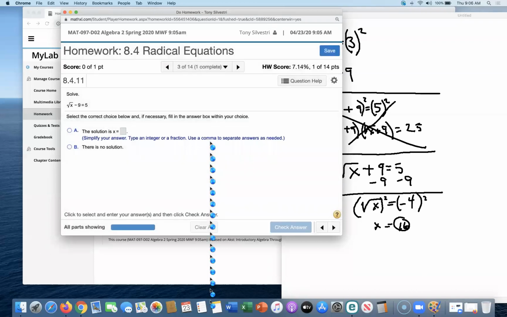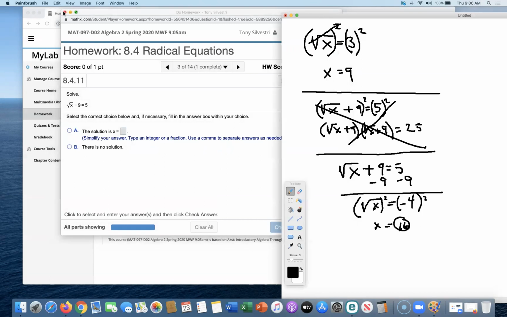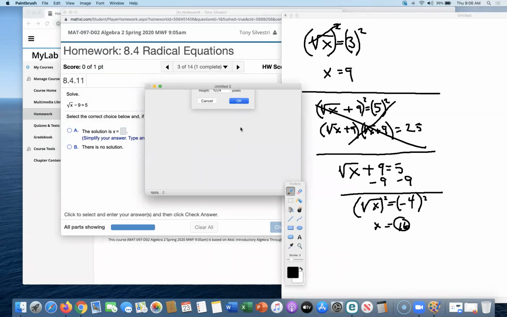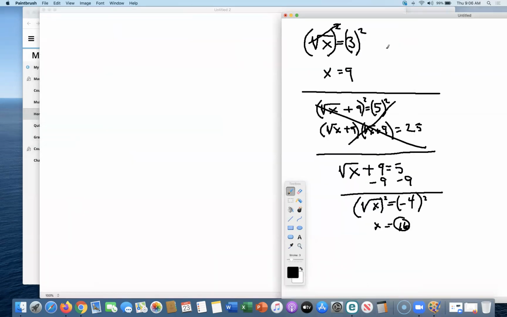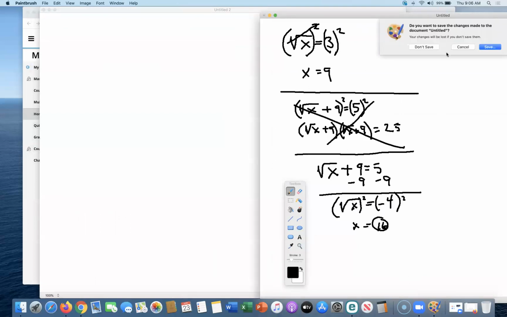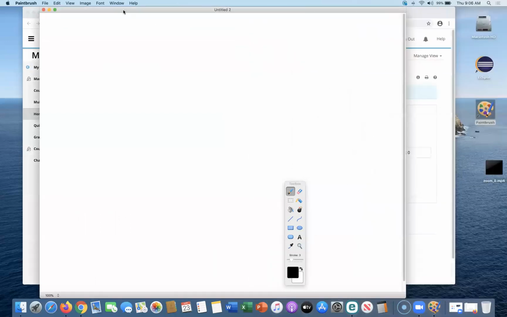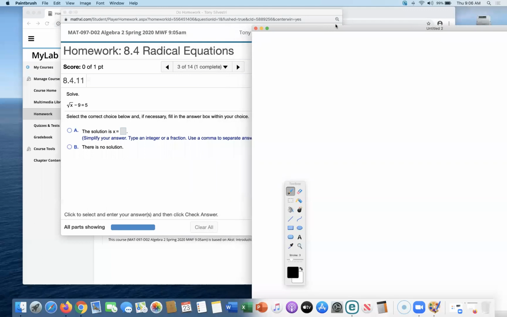Now let's see if the next one gives you a better answer. Let's start with a nice fresh canvas here. File, new. Let me erase this. Don't save. Let's put it over here. So let's see, the square root of x minus 9 equals 5.